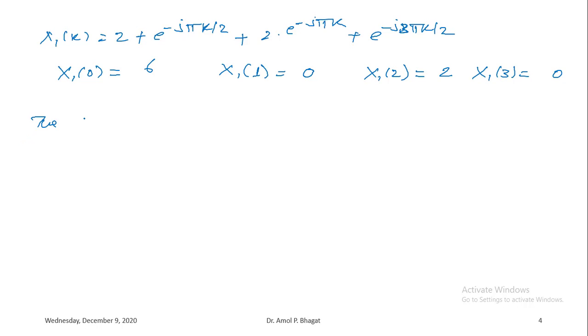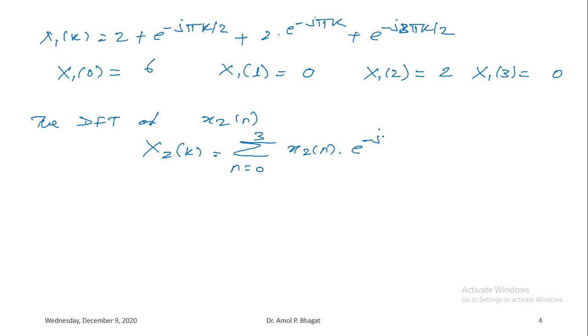So the DFT of x2 of n. The formula for that will be x2 of k equals summation n equals 0 to 3 of x2 of n into e to the power minus j 2 pi k n by N. So again for x2 of k, I substitute the values of this n variable and the value of x2 of n, that is the sample values.